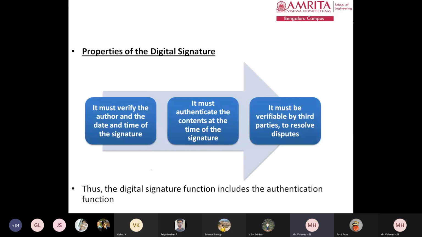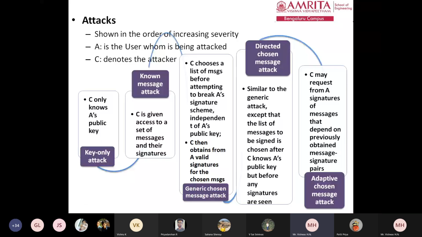So, what might be the attacks, shown in the order of increasing severity? You can see there is a user A sending some data, and there is another attacker called C. If C only knows A's public key, we can consider it a key-only attack. Generally, it is not considered an attack because you can easily get to know the public key of any user. You can just contact directory services, inform them that you are sending some data to A, and you will get the public key.